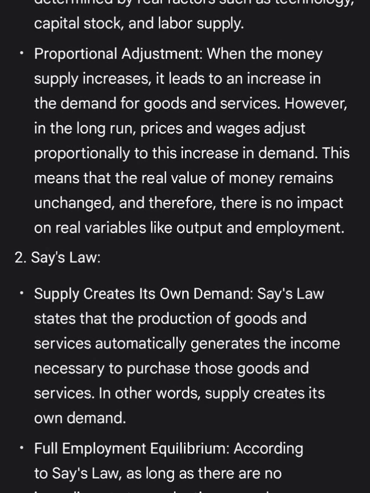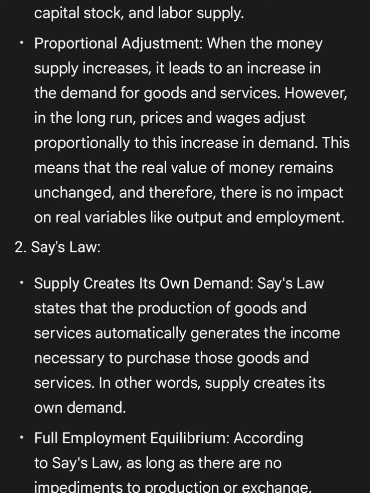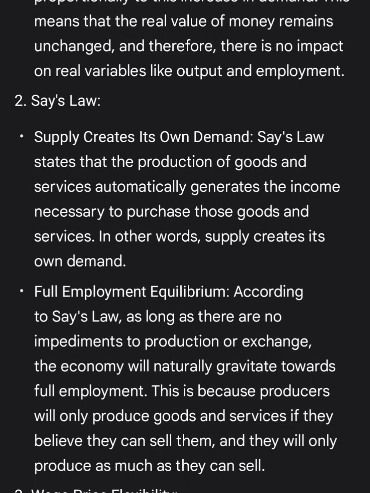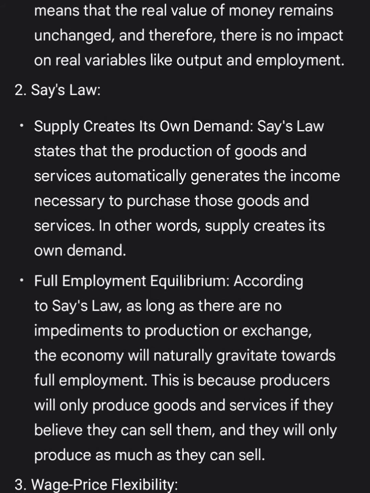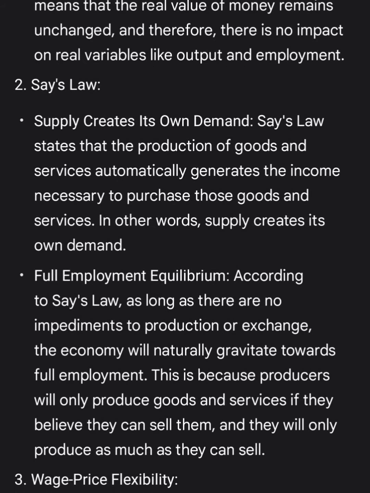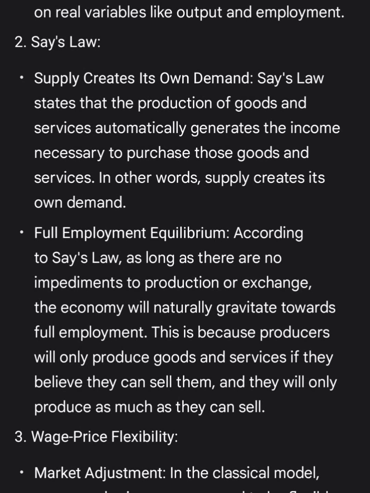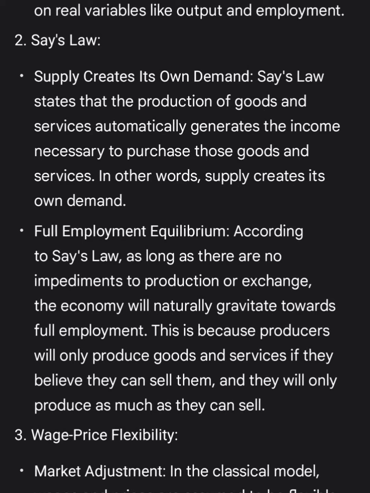2. Say's law. Supply creates its own demand. Say's law states that the production of goods and services automatically generates the income necessary to purchase those goods and services. In other words, supply creates its own demand. Full employment equilibrium. According to Say's law, as long as there are no impediments to production or exchange, the economy will naturally gravitate towards full employment. This is because producers will only produce goods and services if they believe they can sell them, and they will only produce as much as they can sell.